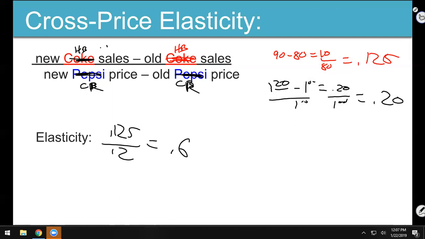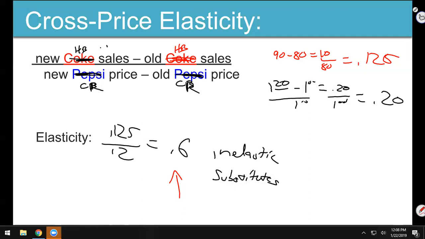Elastic or inelastic? It's inelastic. What is that telling you? They're related to one another, but not that closely, because even a fairly big change in the price of cinnamon rolls only led to a small change in honey bun sales. Now, are they substitutes or complements? They're substitutes. Why? Because this is a positive number. When cinnamon rolls get more expensive, people buy fewer cinnamon rolls and instead buy more honey buns. Honey bun sales went up, so you got a positive number.